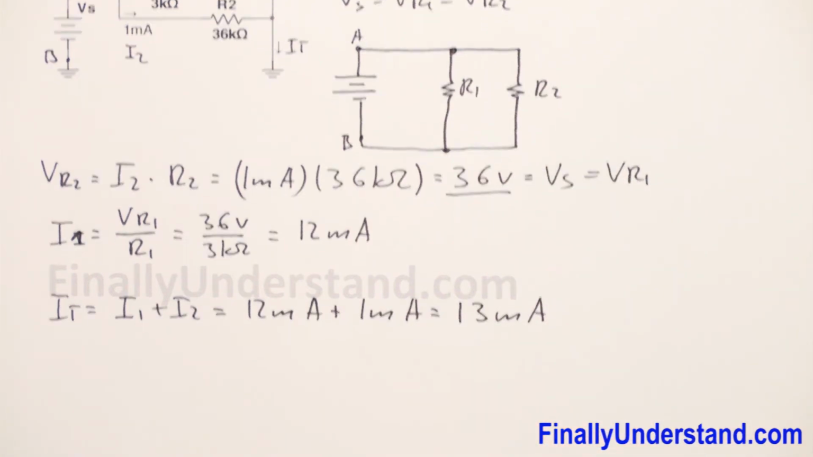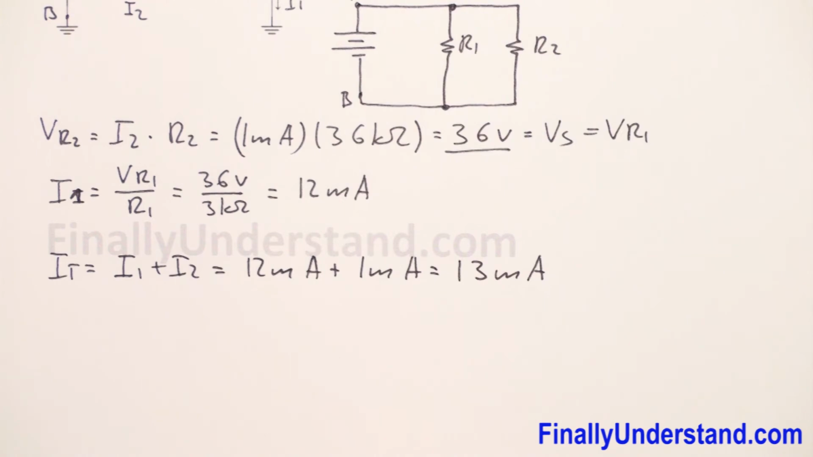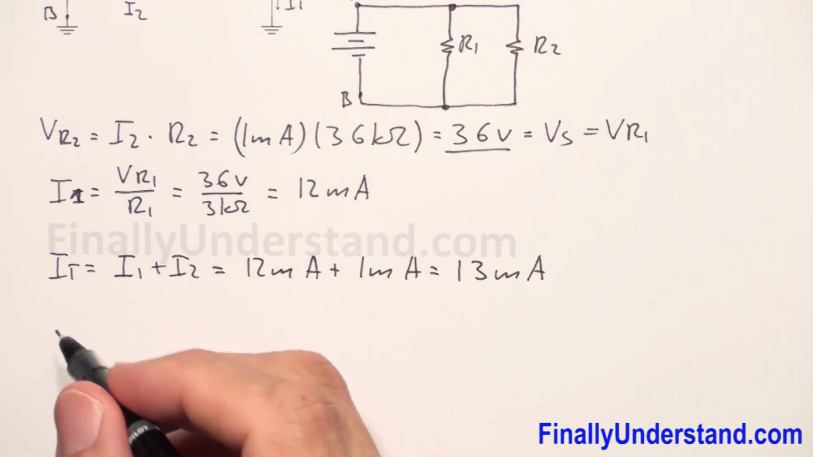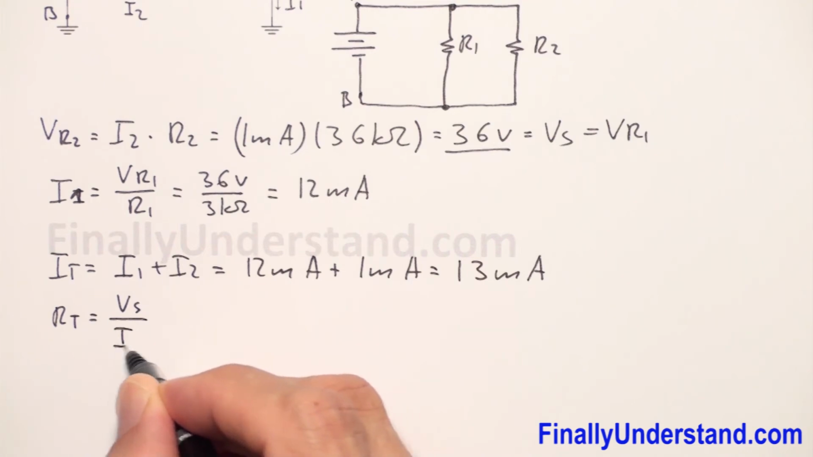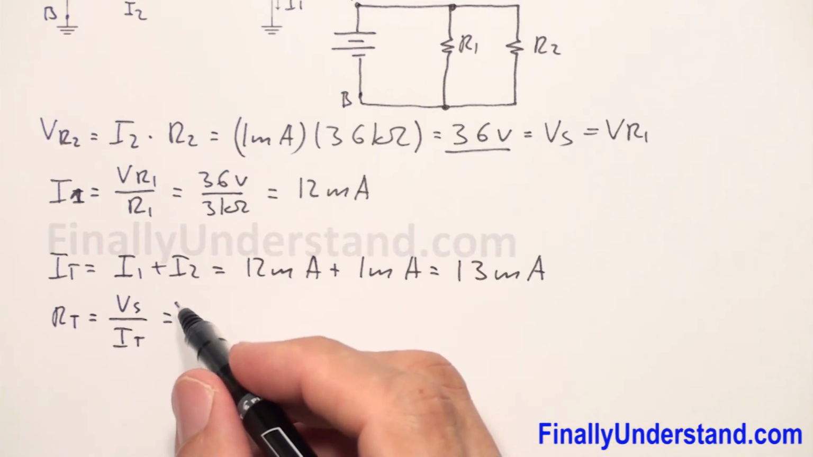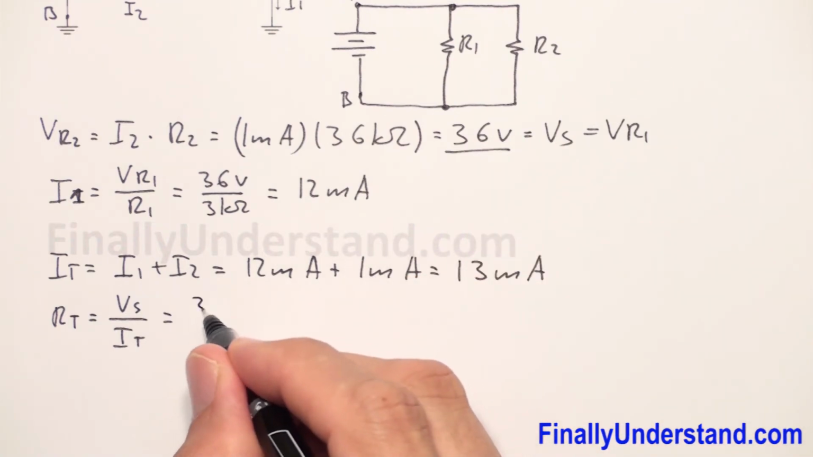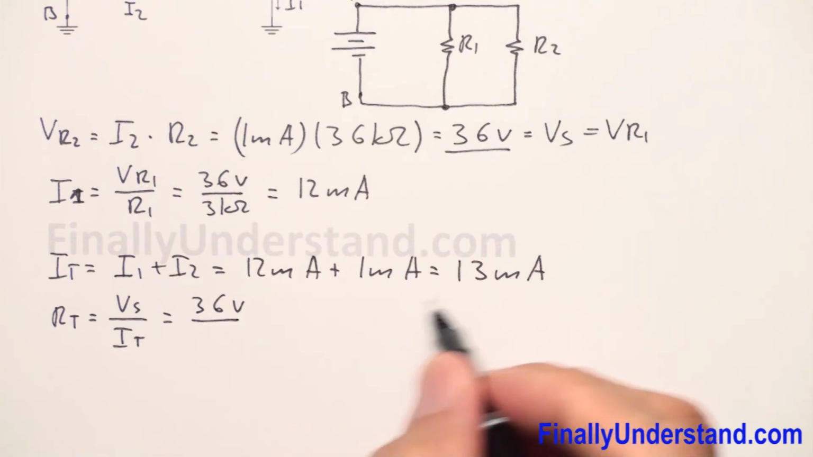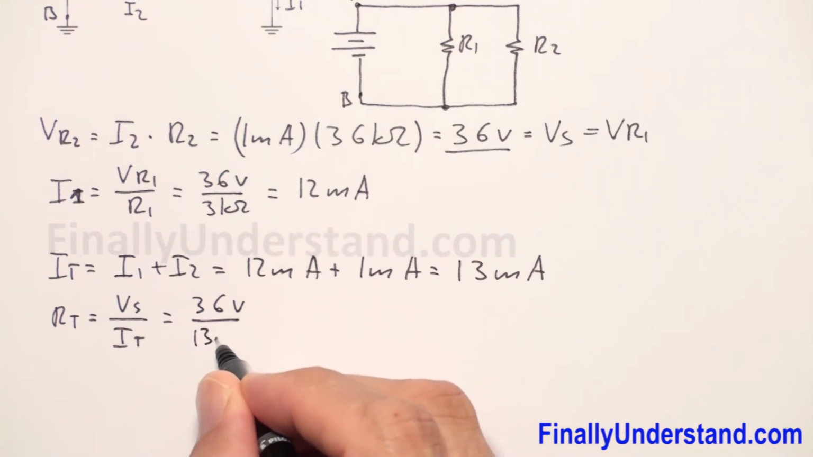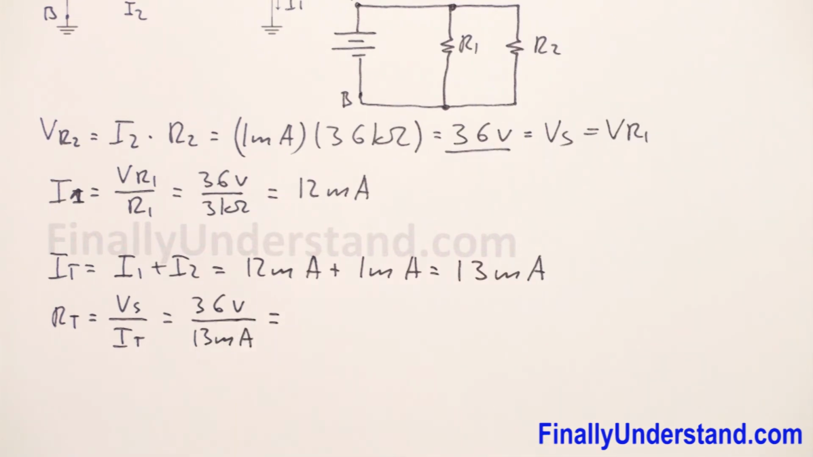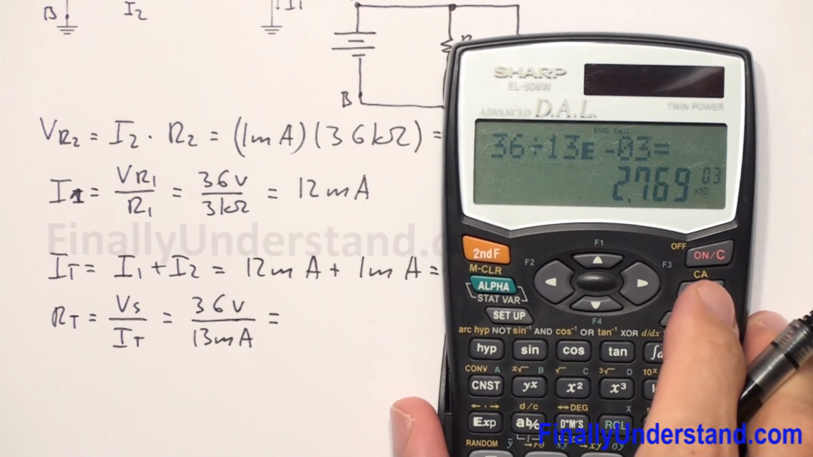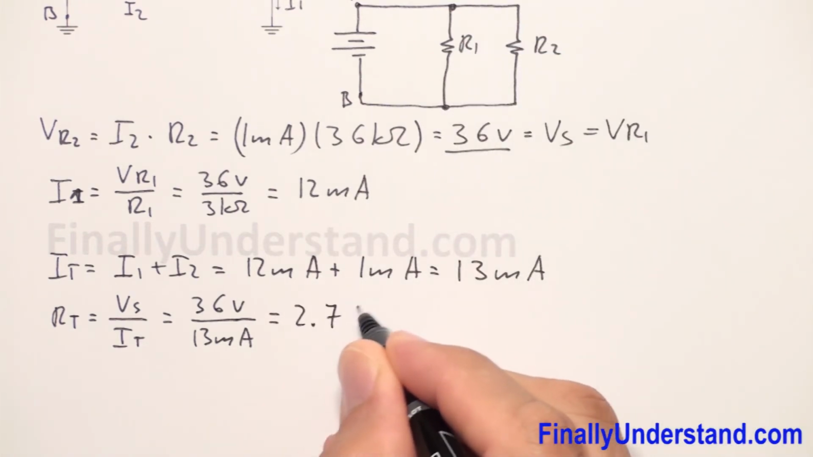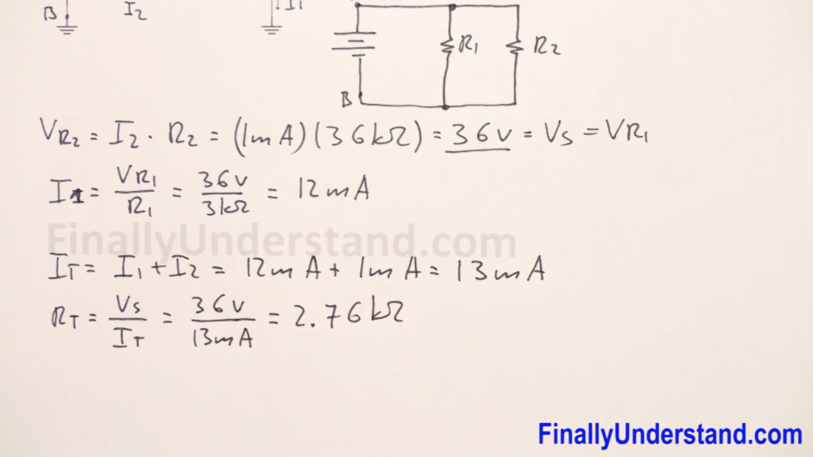But let's check if our answers are correct. So what I'm going to do right now, I'm going to find the total resistance. R total is equal voltage source over I total. Voltage source we found is equal 36 volts and I total is equal 13 milliamps. Okay, so I have 36 divided by 13 exponent 3 negative equals 2.76 kilo ohms. 2.76 kilo ohms. Okay, this is my R total.